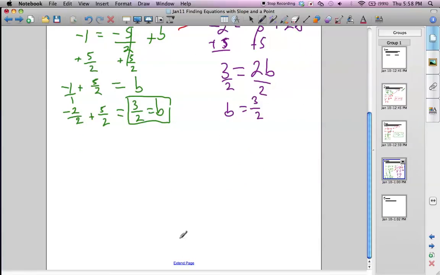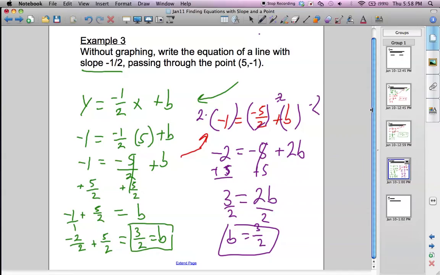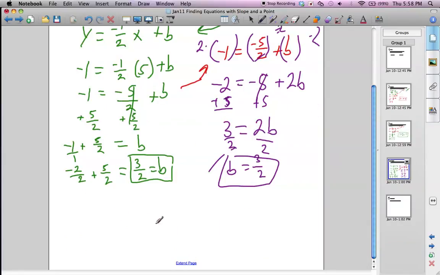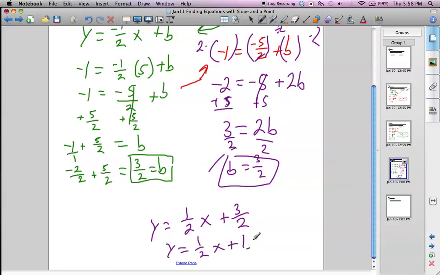Okay, and finally, what was our slope? Slope is negative half, so your equation is going to be y = -1/2 x + 3/2. Or maybe you could even write it as -1/2 x + 1.5, because it's almost always more useful to write the y-intercept as a decimal for graphing purposes. So there's your answer.